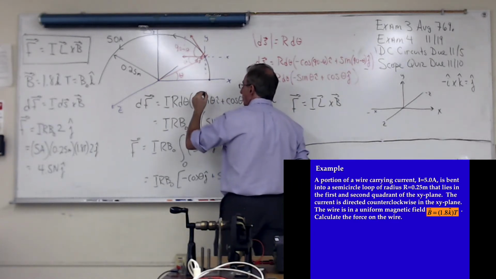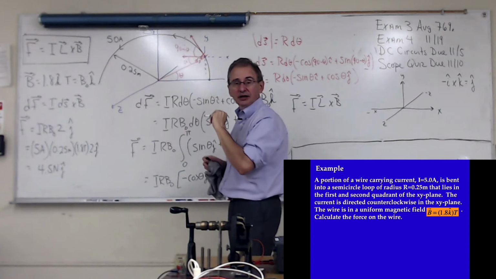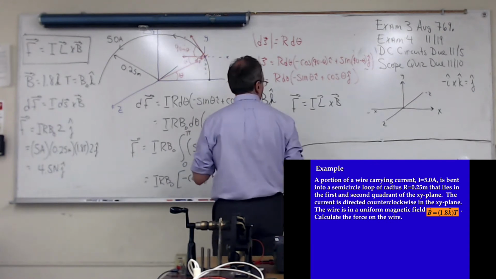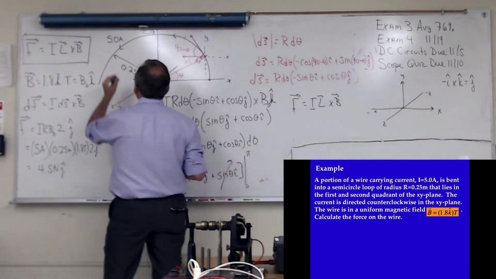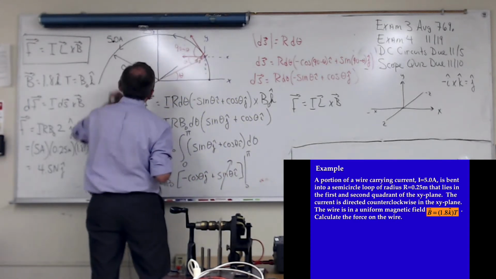Wait, Professor. I'm sorry? Is I 5 or is it 50 amps? 5.0. Oh, okay. Sorry.